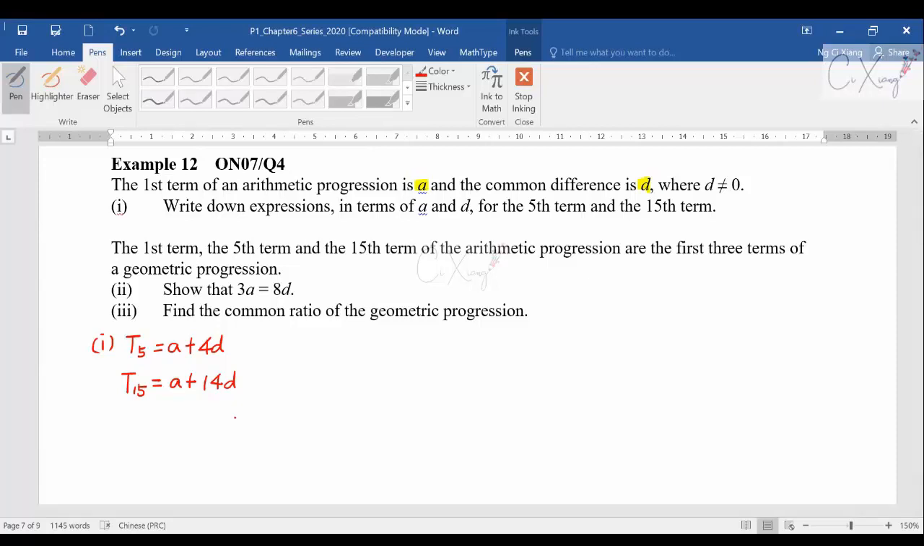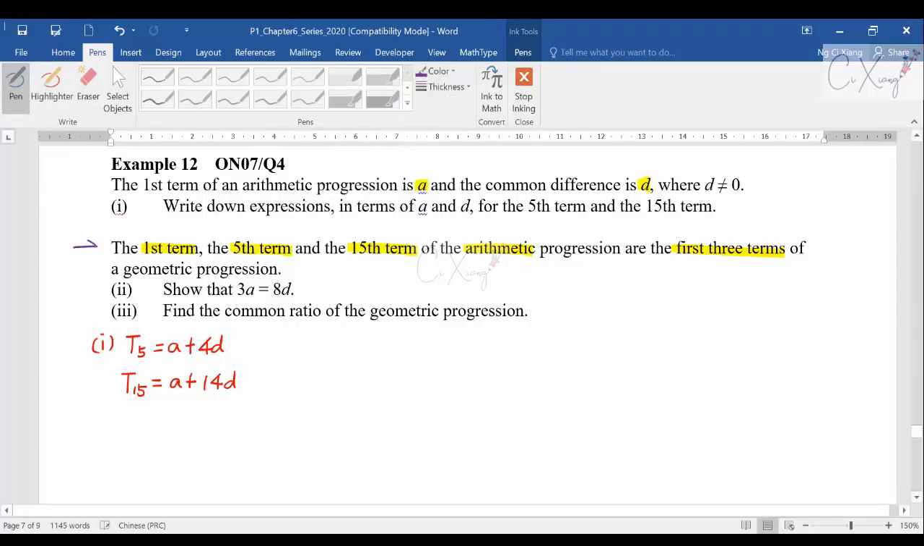Then now we go for part number 2. For part number 2, they tell us that the first term, the 5th, and the 15th term of the arithmetic progression are the first 3 terms of a geometric progression. They want you to show 3A equals 8D, and after that they want to find the common ratio of the geometric progression. So we will start to set up our question first.